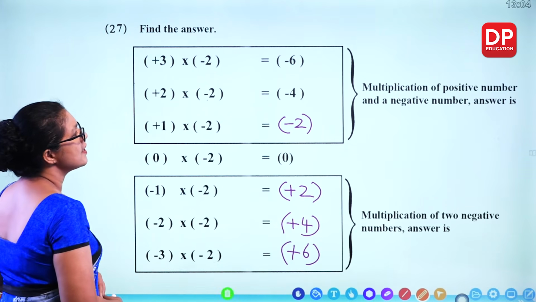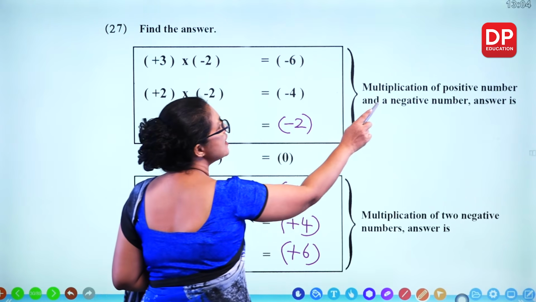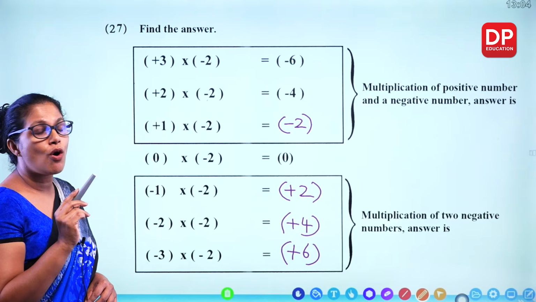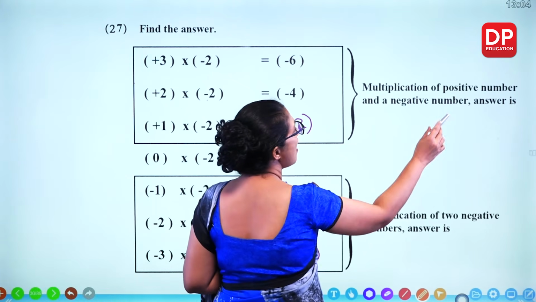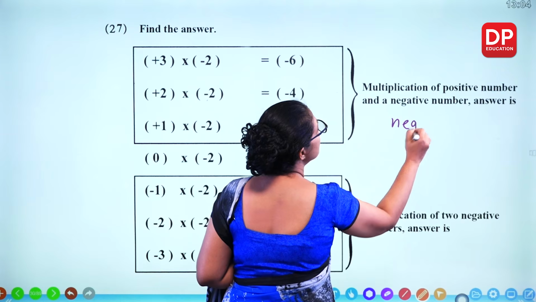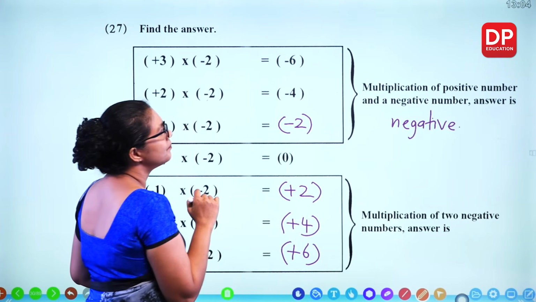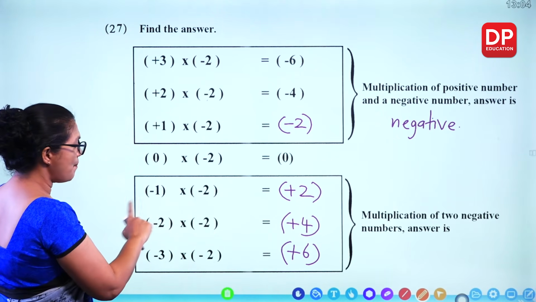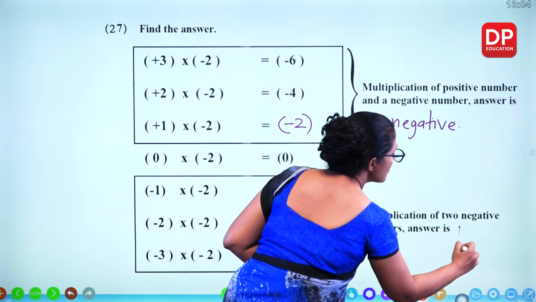So what's the thing you need to remember? Multiplication of positive number and a negative number is always a negative answer. Answer is negative. Multiplication of two negative numbers, the answer is positive.